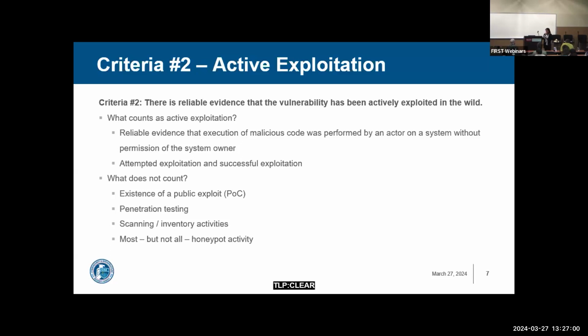Public references are the best references. Everything changes over time, and in an ideal world, the CVE would be updated with references. Let me put down my CVE board hat. So the second thing that doesn't count as active exploitation is penetration testing. The other thing is scanning and inventory activities.